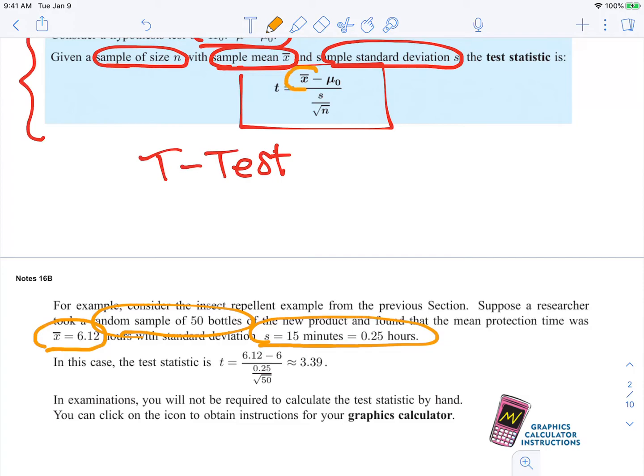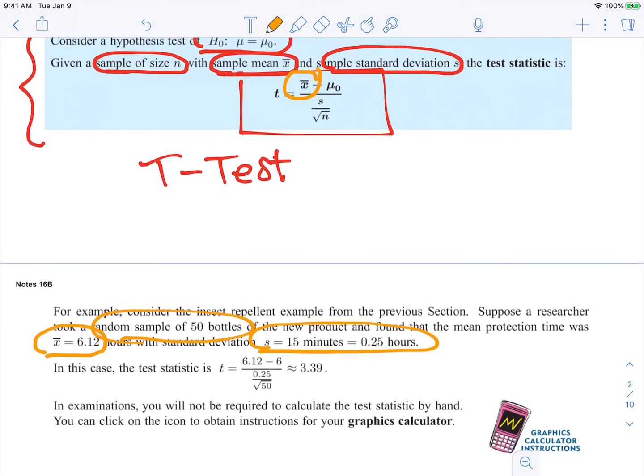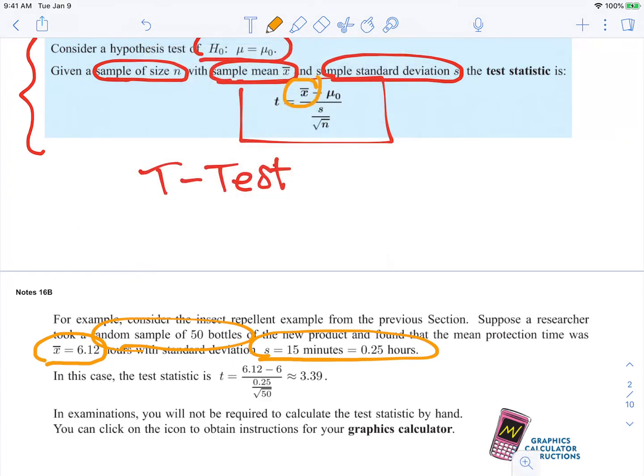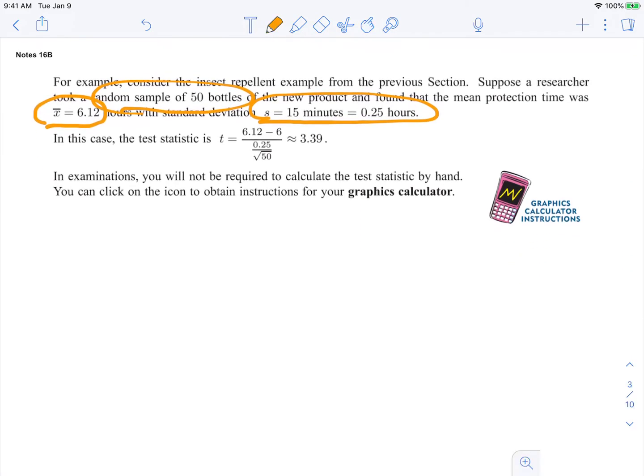So you're going to substitute into this blue formula your mean, your null hypothesis, the standard deviation, and then the sample size. If we look below, we get a value of approximately 3.39.